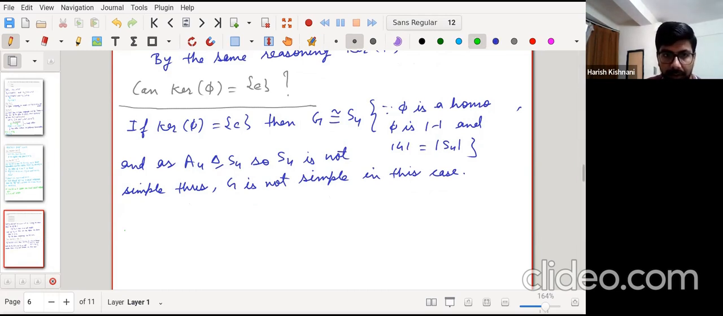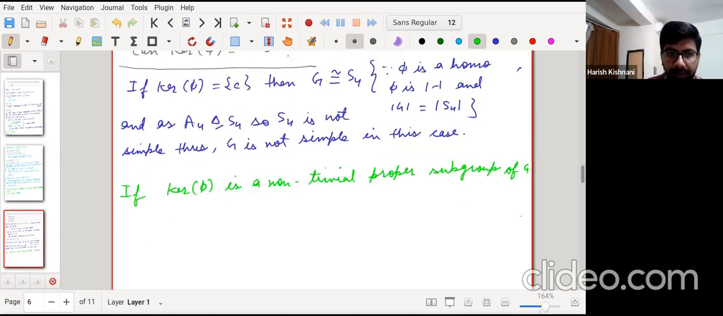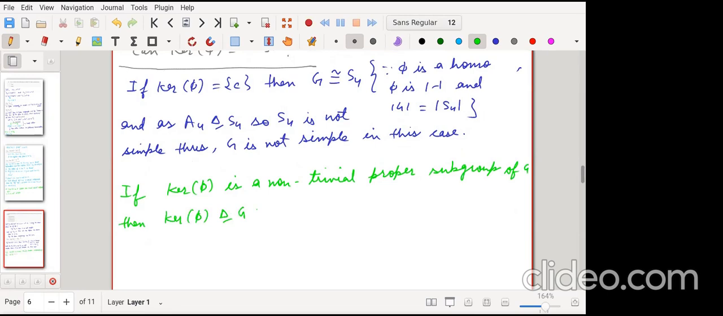And if kernel phi is a non-trivial proper subgroup of G, then we have it in the trivial way, right? Similarly, kernel phi is always normal in G and it's non-trivial proper also. So that will imply G is not simple again.